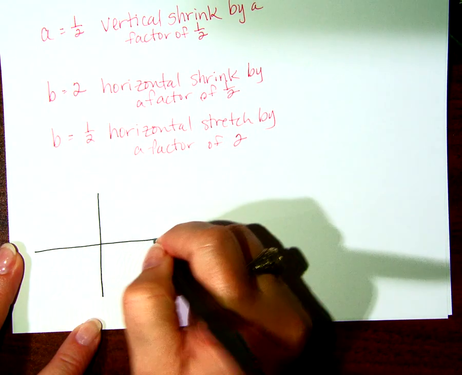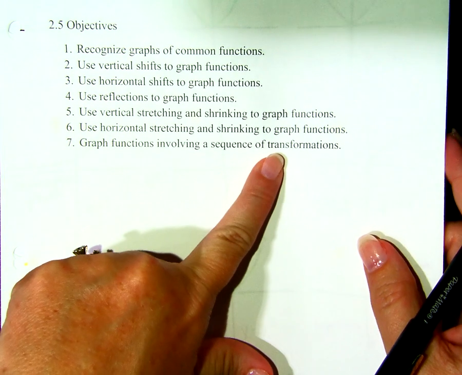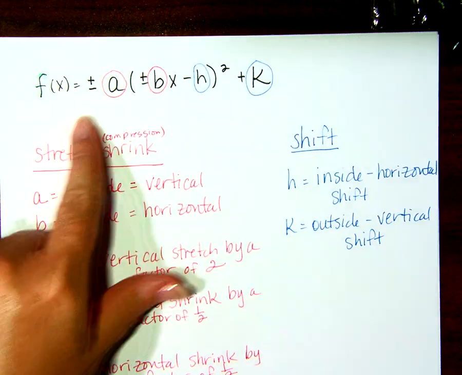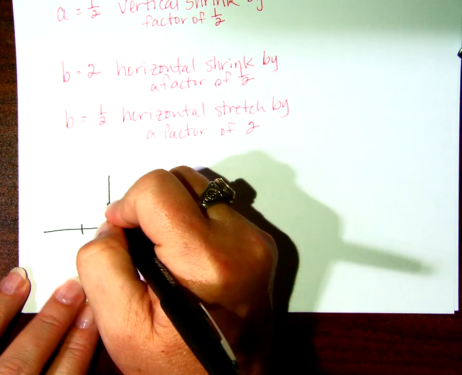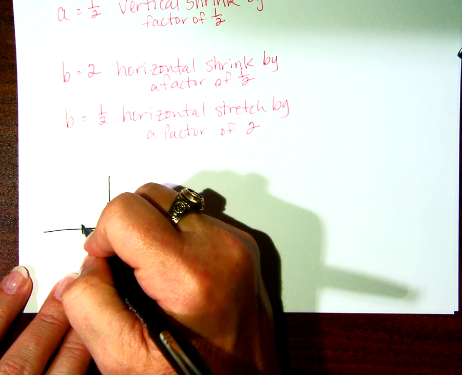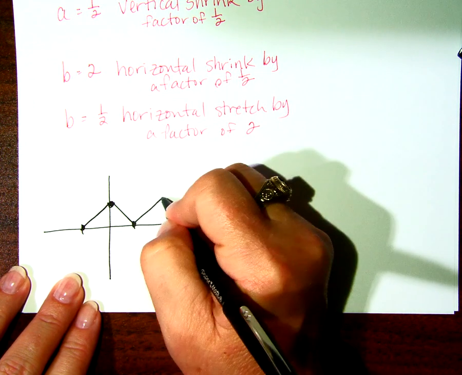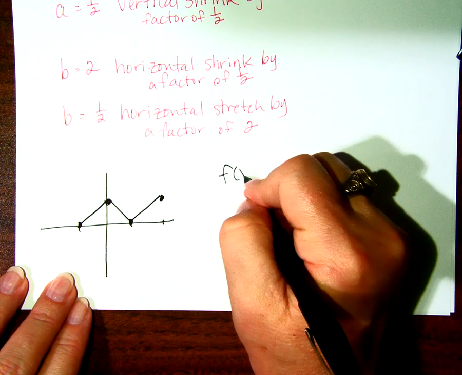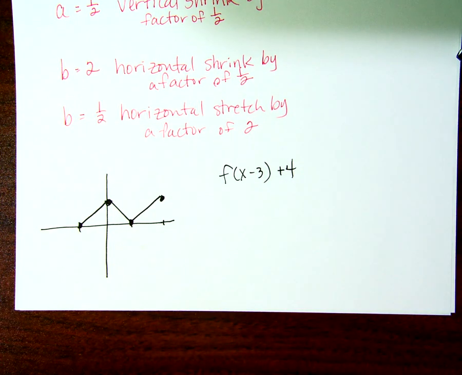And here's the last thing you're going to have to be able to do. Graphing functions involving a sequence of transformations. Not all the functions that they're going to give you are going to look like this. Sometimes it's actually like a graphed function. Like that. And it's going to say, give me f of x minus 3 plus 4. And I need you to know what you're supposed to do with that.